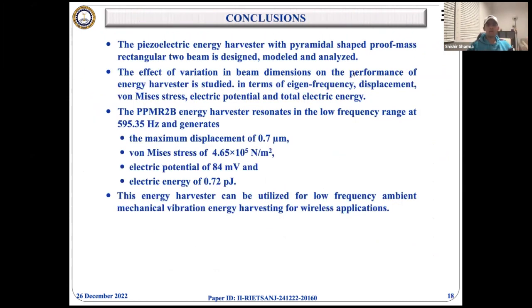Now, based on that, the piezoelectric energy harvester with a pyramidal shape proof mass and rectangular 2 beam is designed and analyzed, and the effect of variation in beam dimensions on the performance of the energy harvester is studied. The resonant frequency that we chose for PPMR2B was 595.35 hertz, and the maximum displacement was about 0.7 micrometer.